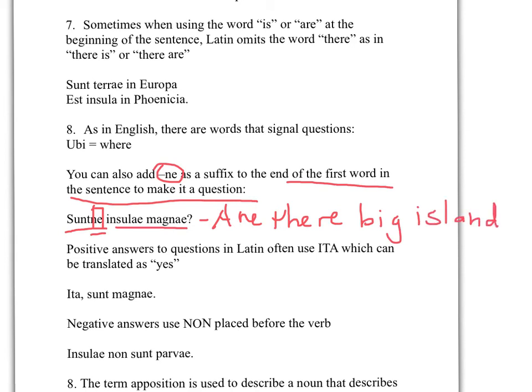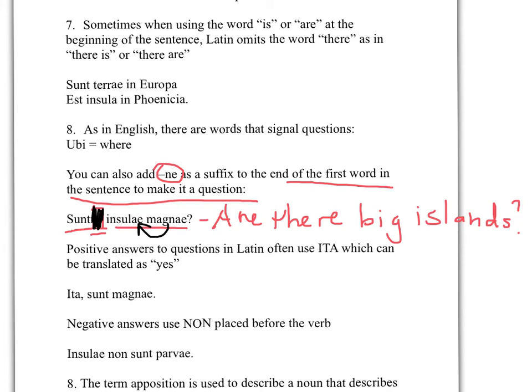If you would get rid of the ne, as we saw in the other example, it would no longer be a question. It would just say, there are big islands. So note in this example, the adjective comes after the noun.